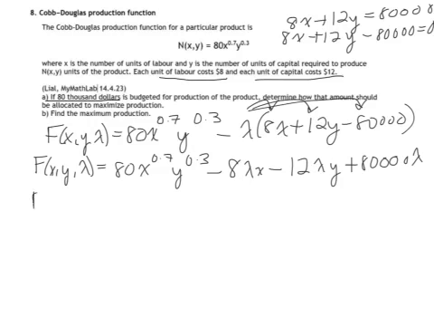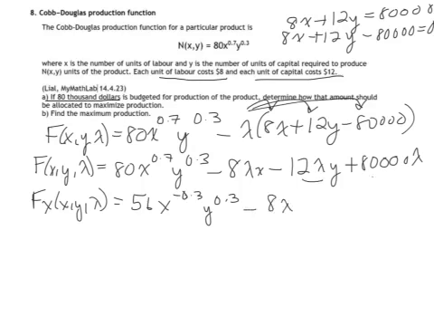So we'll start with f sub x of x, y, lambda, and we have, let's see, 80 times 0.7 here is 56x to the negative 0.3. That's using our power rule, y to the 0.3, and then we just have minus 8 lambda, because those are considered constants in this case.